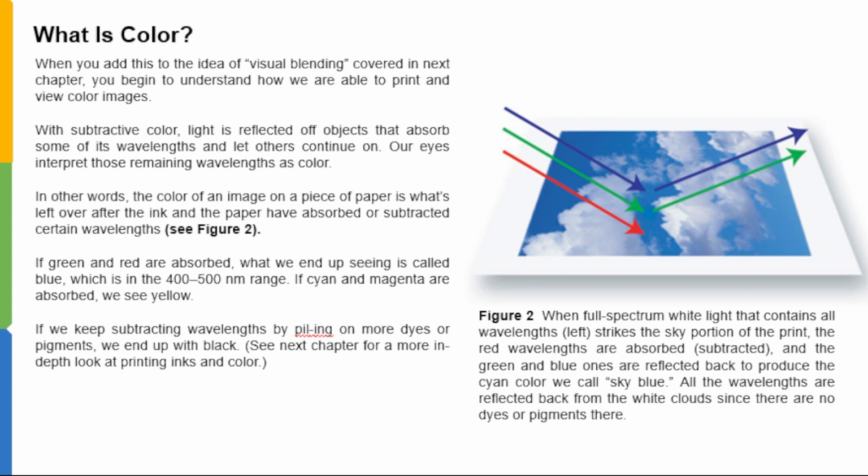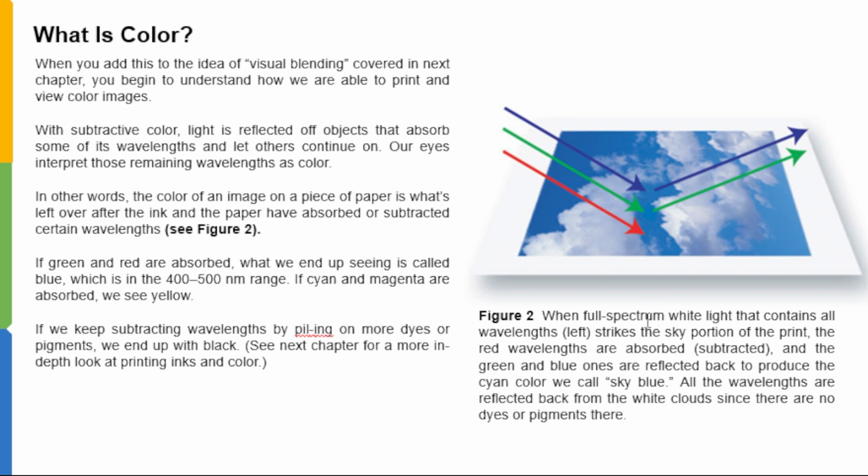With subtractive color, light is reflected off objects that absorb some of its wavelengths and let others continue on, or our eyes interpret those remaining wavelengths as a color. In other words, the color of an image on a piece of paper is what is left over after the ink and the paper have absorbed or subtracted certain wavelengths.